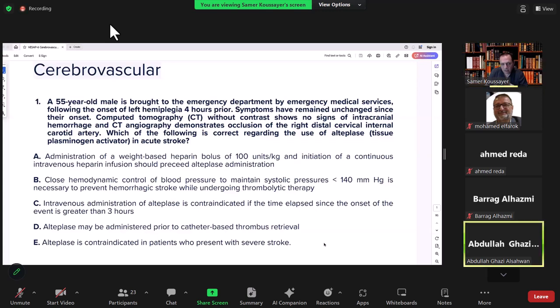Yes. When we plan to give tPA, we don't give heparin with tPA because it increases the risk of bleeding. So anytime you're planning to give a patient tPA, you should not give heparin. If the patient came after 10 hours and you're planning just conservative management, then you may think of giving him heparin. But if you're planning to possibly give him tPA, don't start heparin.